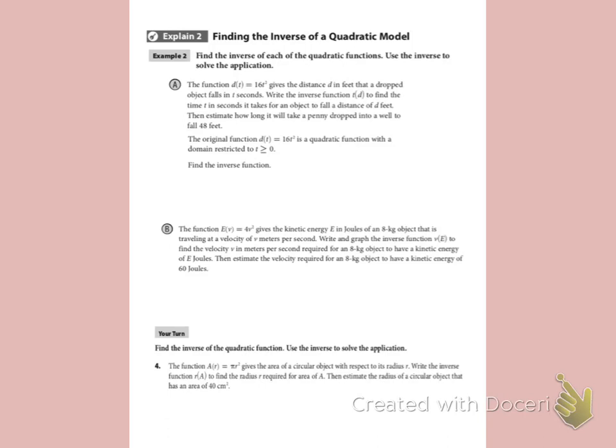So for instance, in this scenario, we're asked to find the inverse of each of the quadratic functions and use the inverse to solve the application. It says the function d of t is equal to 16t squared gives the distance d in feet that a dropped object falls in t seconds.